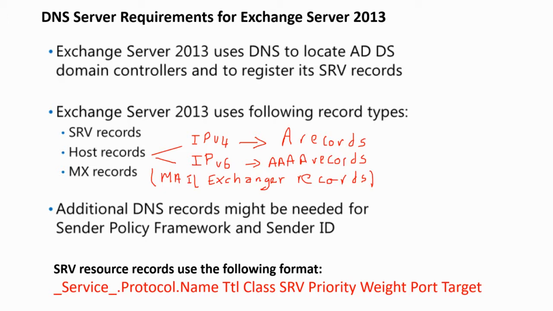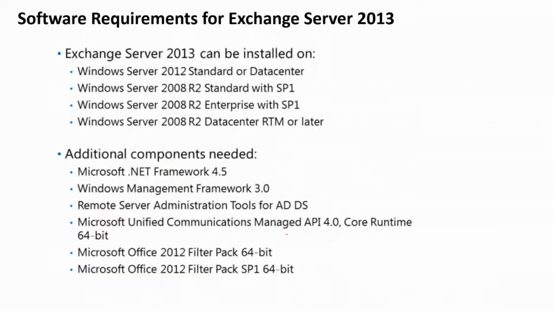The record concerned is the SRV records. As we said, SRV records essentially identify the server that provides a specific service on the network. It contains information to help clients locate a domain controller in the specific domain or site. This is for the SRV resource record, essentially: data or information about the server or DNS. So they are the DNS records. The last thing is that additional DNS records may be needed for sender policy framework and sender ID.